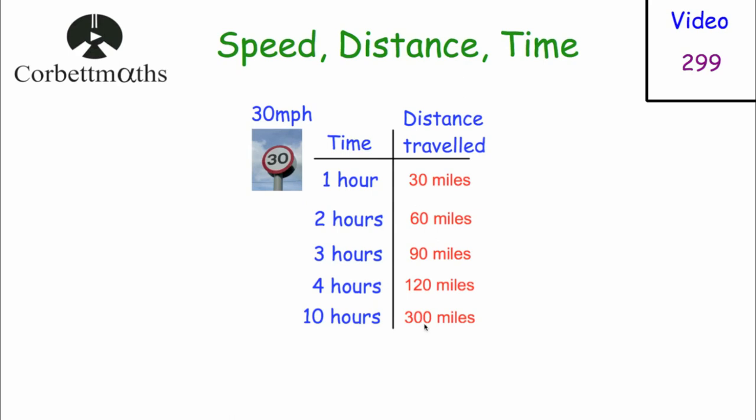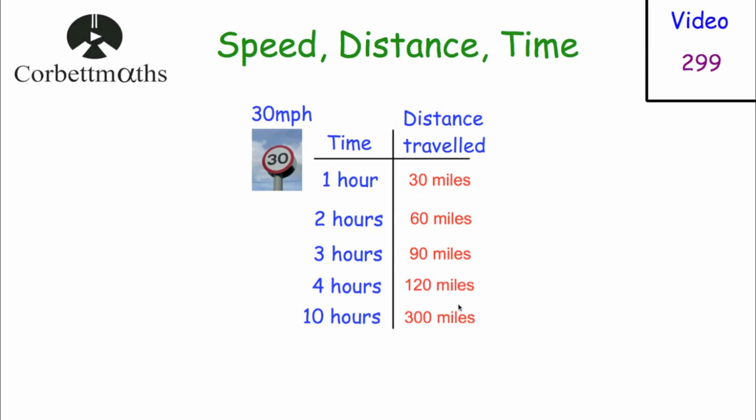Likewise, if I knew the distance I traveled, so for instance 300 miles, and I knew it took 10 hours, if I divided the distance by the time, so 300 divided by 10, that gives me 30. 120 divided by 4 is 30. 30 divided by 1 is 30. So if you divide the distance by the time, you get the speed.